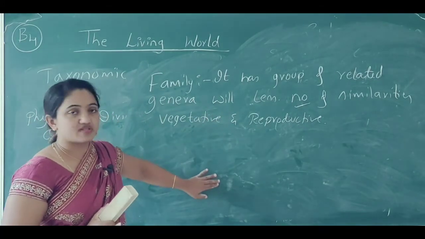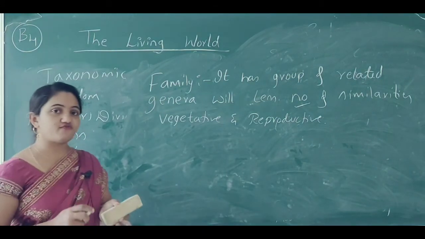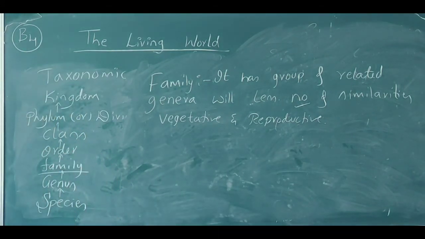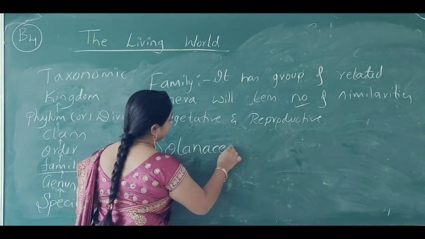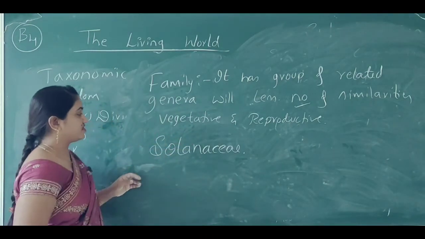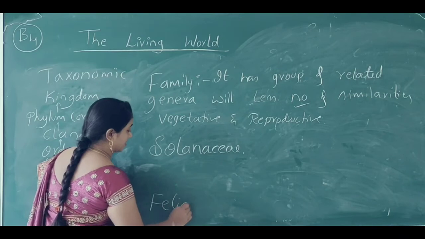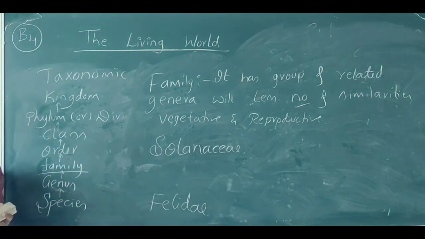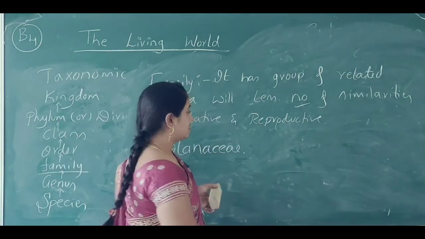If we take two or three examples, you'll easily make out what I'm telling here. Okay, so I'll write two family names. The first one is Solanaceae. This is the one example I have taken from plants. One more example I'll take from the animals, known as Felidae, F-E-L-I-D-A-E.